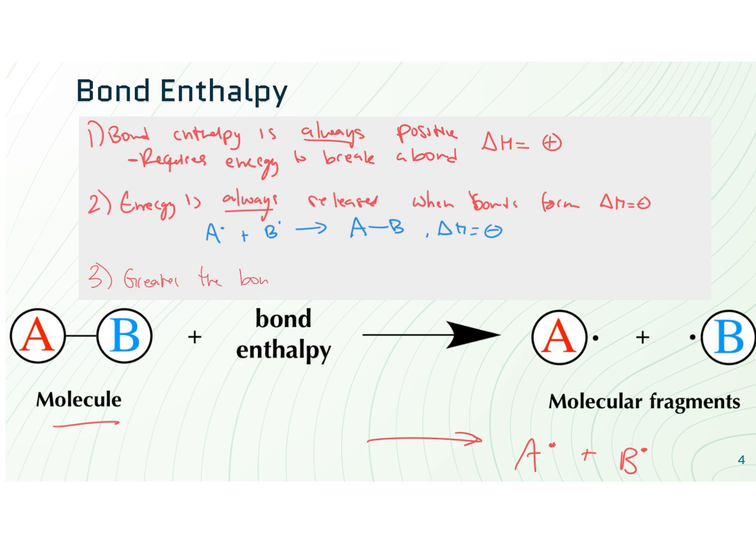And 3, the greater the bond enthalpy, the stronger the bond. In other words, it is harder to break. So harder to break bonds have really high bond enthalpies.